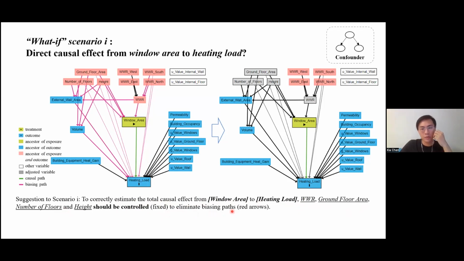That means if we want to have the direct effect from the window area to the heating load, we have to select buildings with the same volumes and the same wall-to-window ratios, and the shape can be different. And from the perspective of the design process, this answer also delivers another layer of information. We should only start considering the window area of the building when we have set the above mentioned features.